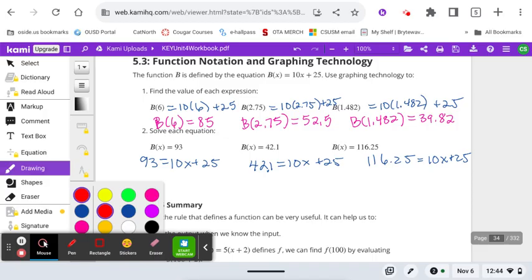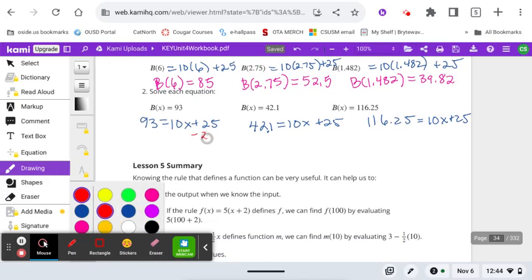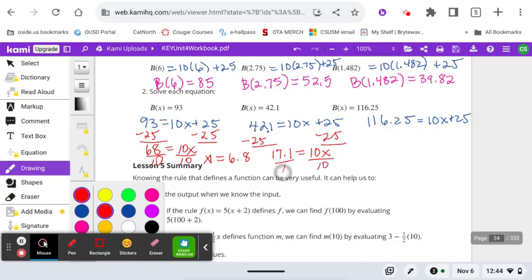Now there's a couple extra steps on these ones down here. You needed to minus the constant, 25. That gives us 68 equal to 10x because those 25s cross out. And then divide by 10, we get an x or input value of 6.8. How'd you do? Same two steps, minus 25 to both sides. We get 17.1. Divide by 10. We get that the input value is 1.71.